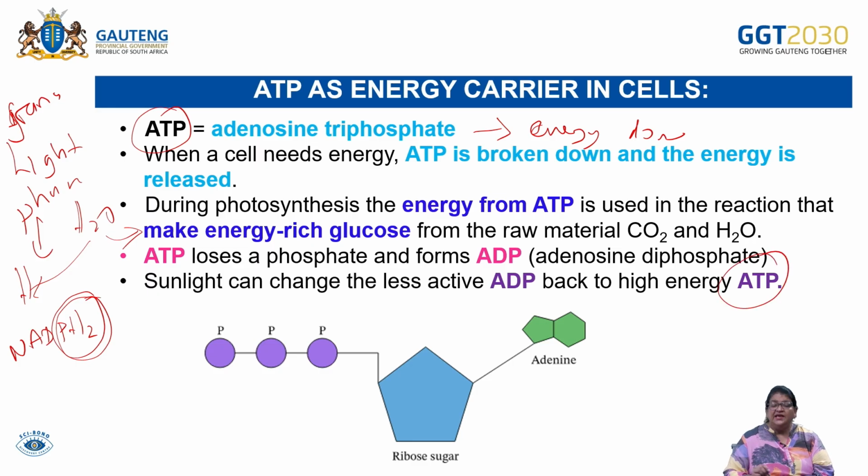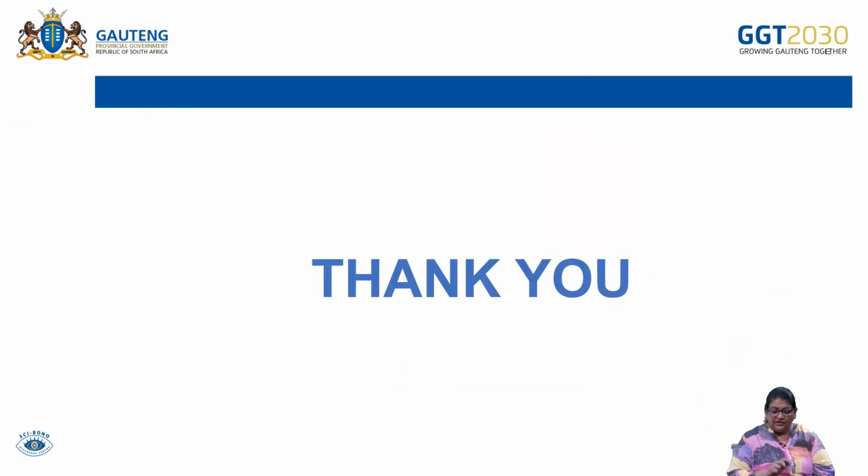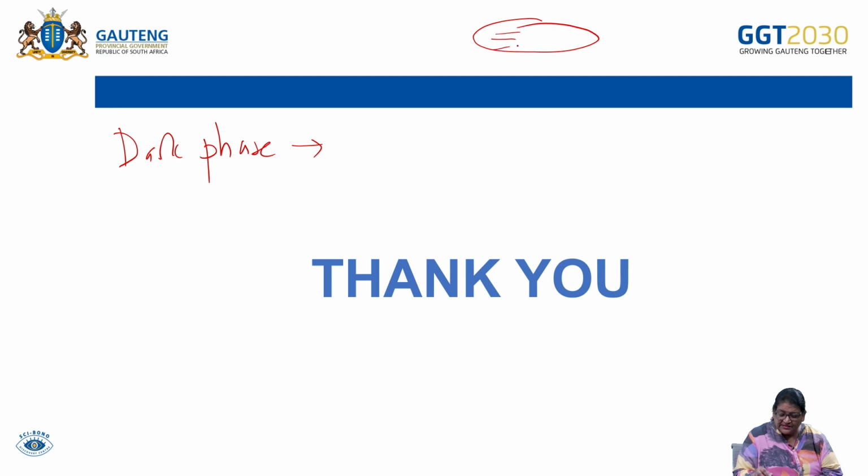And what is ATP? It's an energy donor, and it's going to be used in the dark phase, whereby glucose is made. Learners also know that the dark phase is also known as the Calvin cycle, because it was a person called Melvin Calvin. Melvin Calvin studied photosynthesis, and he discovered that it's in the dark phase, in the stroma of the chloroplast. That's the chloroplast. That's the grana.